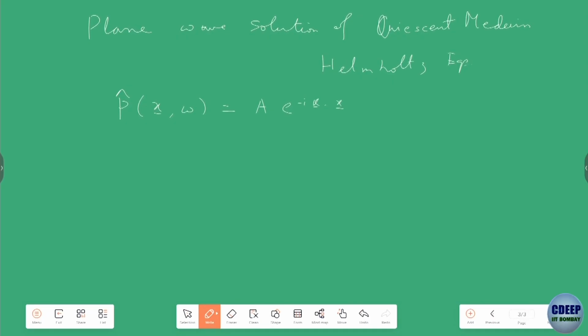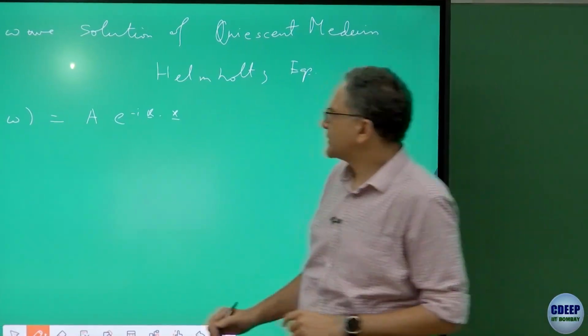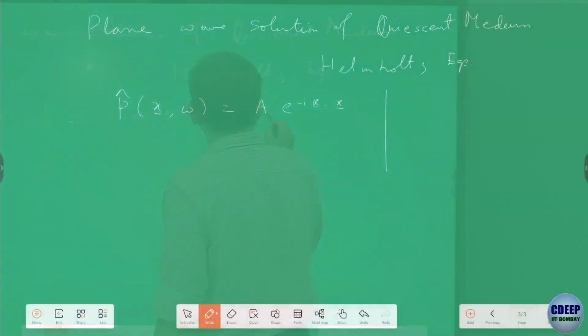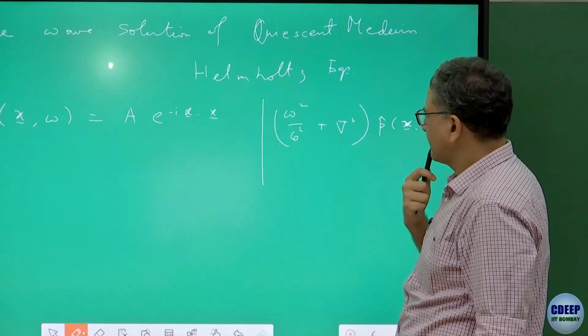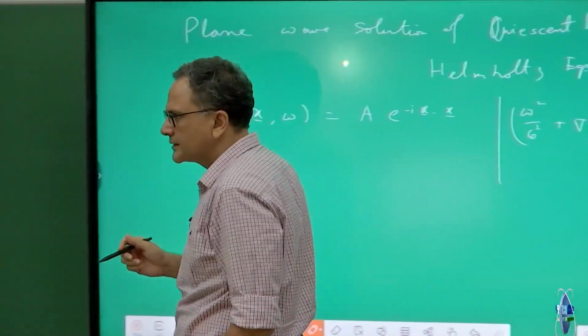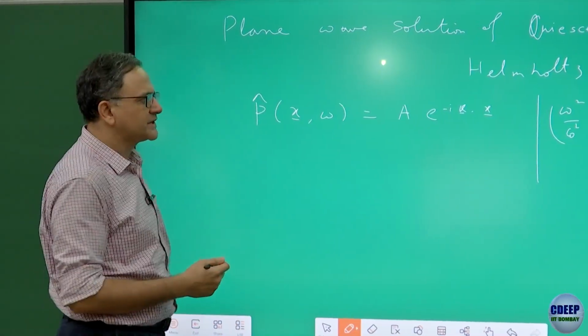So first, of course, we have to check: does this satisfy the governing equation? Our governing equation for the Helmholtz problem is this one: (omega squared by c naught squared plus del squared) of p hat of x, omega equals 0. Because instead of having simply one frequency, we basically have to satisfy omega squared by c squared plus kappa x squared plus kappa y squared plus kappa z squared equal to 0. Sorry, minus because of the i. Yes, exactly. We will have the same form of the dispersion relation as we had earlier.